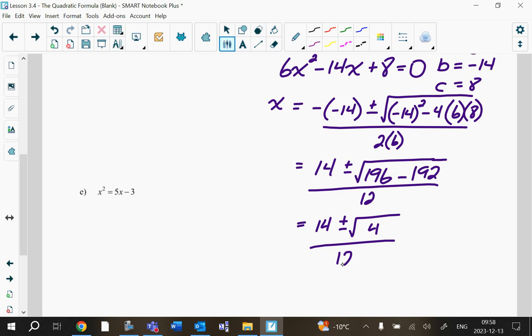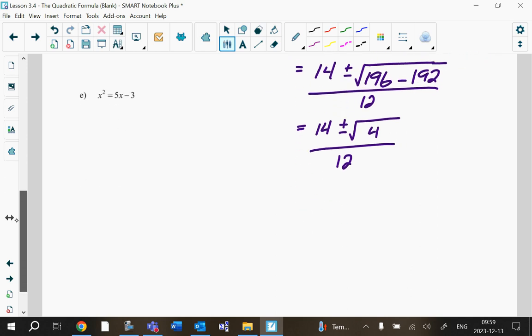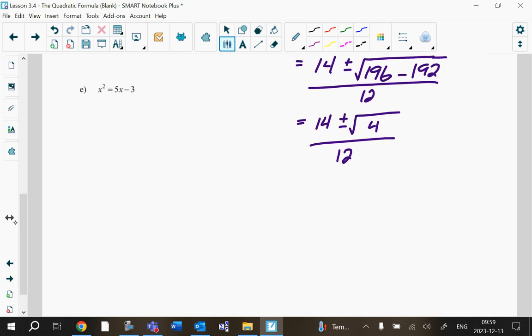Okay, so what can we do with that square root? Yeah, we can take it exactly, can't we? So 14 plus or minus 2 over 12. So that means there's going to be no square root in the answer. That means we could have factored it.